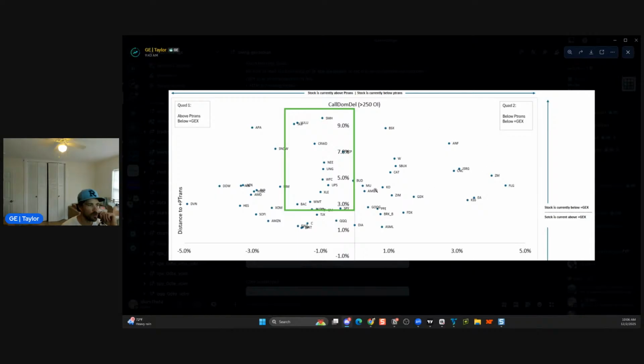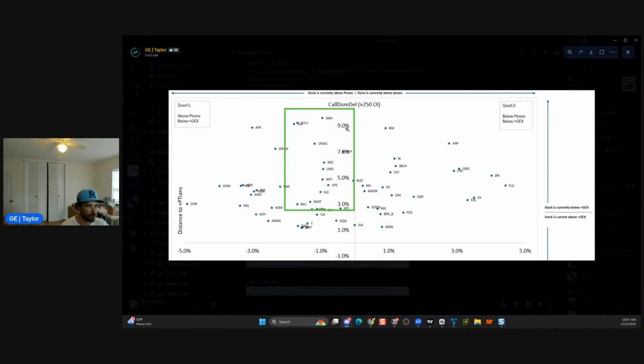Then all these names over here are below P-Trans. So these are good names to understand, okay, do we break through P-Trans? Then we could have an acceleration up to Plus X. So all that to say, this is just a way to help you whittle down your watch list, right? Because there's thousands of stocks. If you can whittle it down to 5 to 10 high quality candidates, then that's probably worth it.